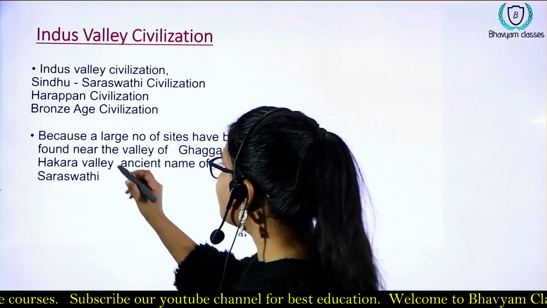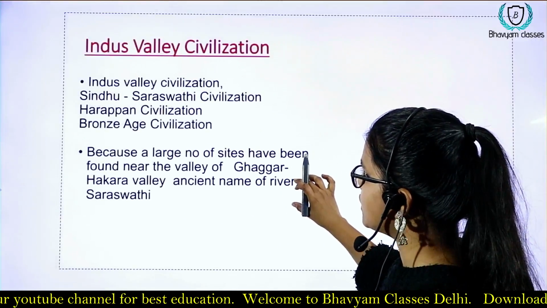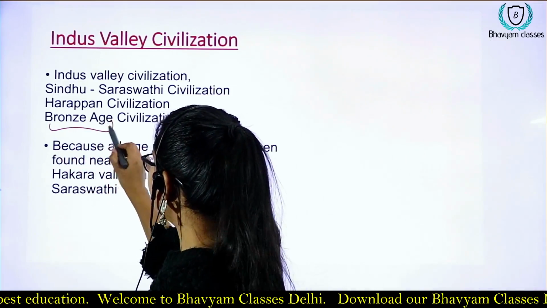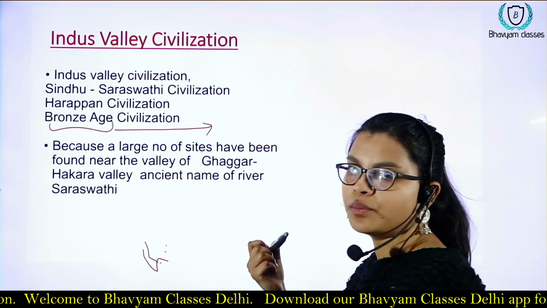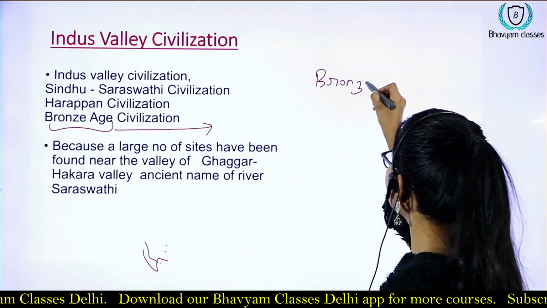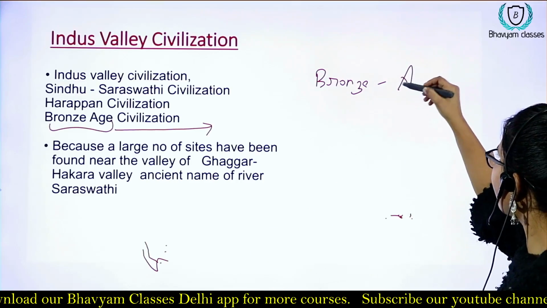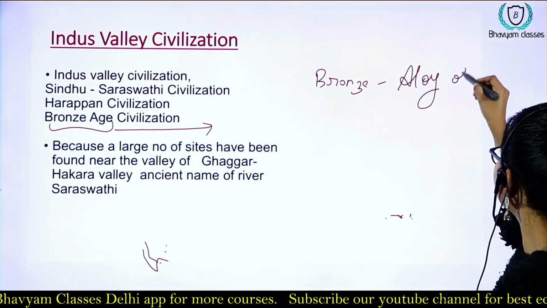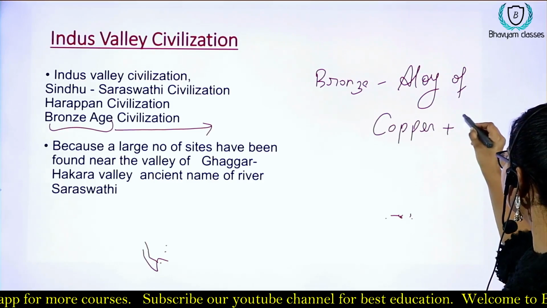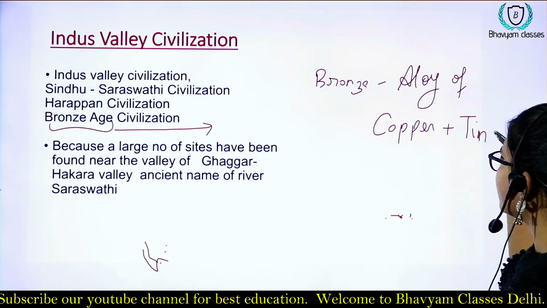It is known as the Bronze Age civilization because here we find bronze. Bronze is a metal. Bronze is an alloy of copper plus tin. Fine, and then we get bronze.